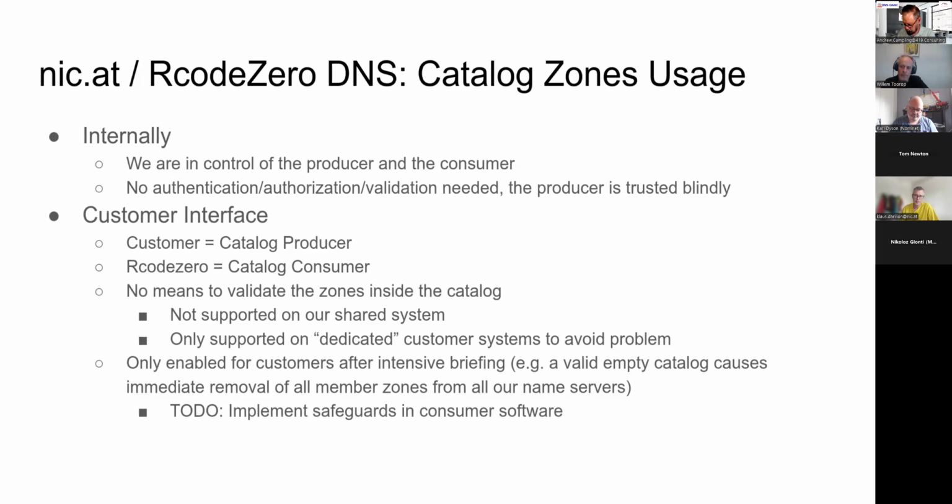And this is where we use catalog zones. On the TLD side, we don't use catalog zones at the moment. It's a more or less static configuration. Customers don't change zones that often, and TLDs don't come and go that often, so we still manage them manually, in our case with Puppet.